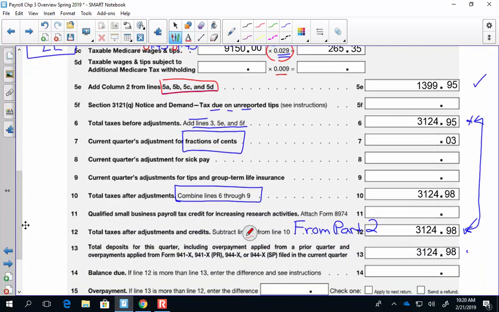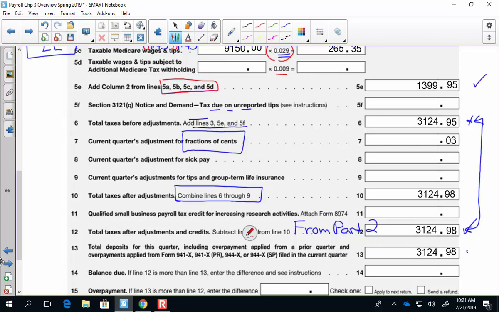6 then is the sum of lines 3, 5E, and 5F, which is 3,124.95. You notice I didn't add commas here for reporting purposes. This form is mostly done online now. You don't fill out a paper copy. But in an online format, the IRS does not want commas. It's harder for it to read. So we move down.